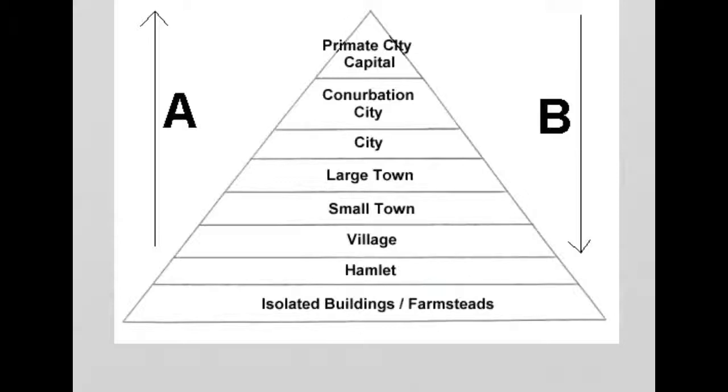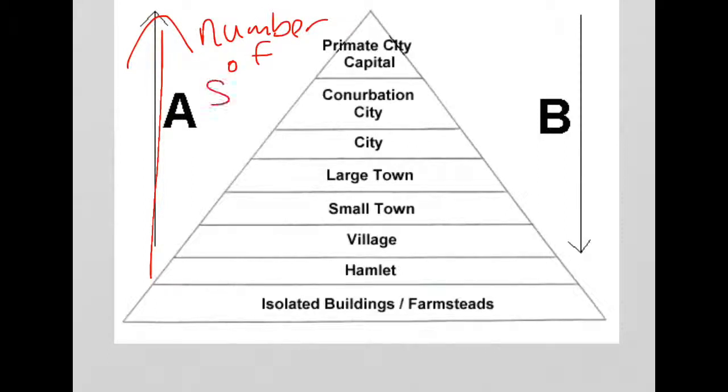A couple of things that's worth noting about a settlement hierarchy. As we move up through the settlement hierarchy, the number of settlements decreases. It goes down. So, for example, if you think about the number of hamlets there will be in Northern Ireland, there will be many of them, so that's why the hamlet bar is so wide. If you think about the number of primate or capital cities, there's probably only going to be one, and therefore the number of settlements at each stage goes down as you move up through the hierarchy.